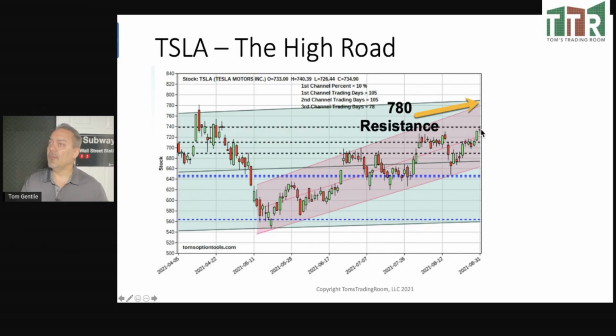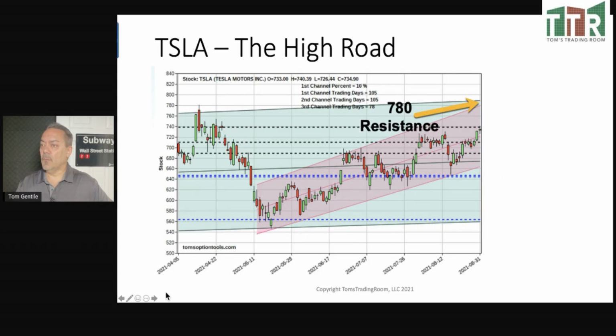some interesting resistance. 740 is the first area of resistance, but the longer term resistance, which could be in a couple of weeks, is pegged around 780. That's where we see the long-term channel resistance and the shorter-term channel resistance coming together right around that $780 area. So I call Tesla the high road because it is the high-price stock.